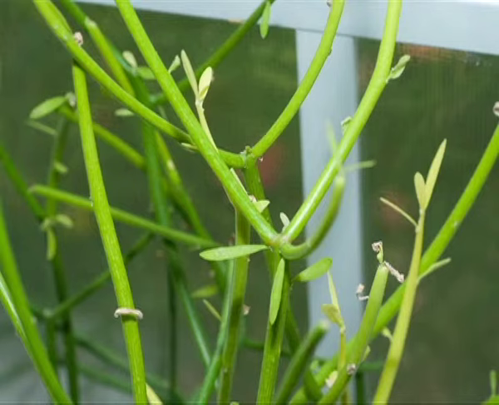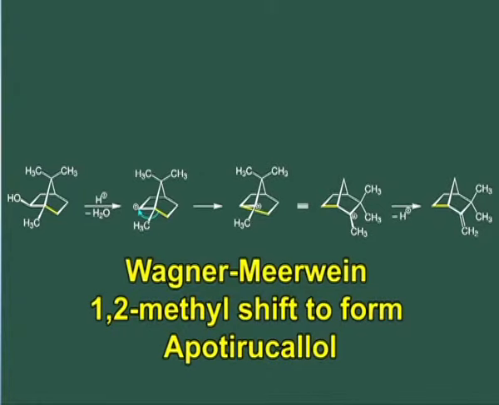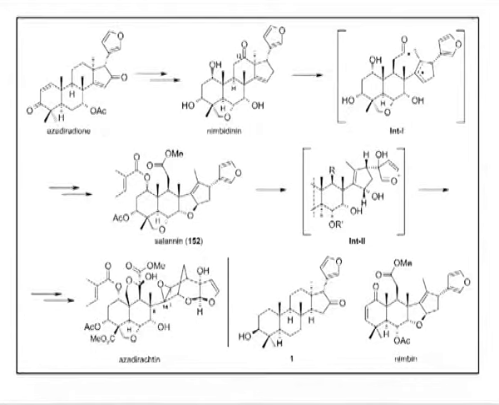Tirucallol undergoes an allylic isomerization to form butyrospermol, which is then oxidized. The oxidized butyrospermol is subsequently rearranged via a Wagner-Meerwein 1,2-methyl shift to form apotirucallol. Apotirucallol becomes a tetranortriterpenoid when the 4 terminal carbons from the side chain are cleaved off.